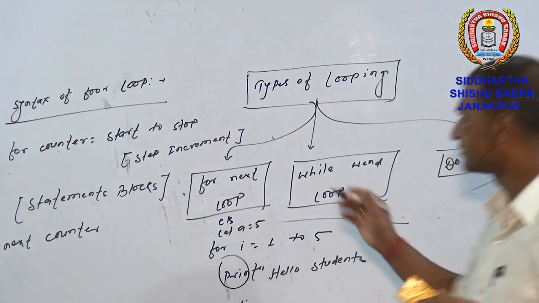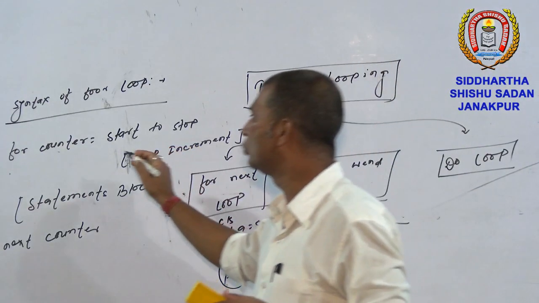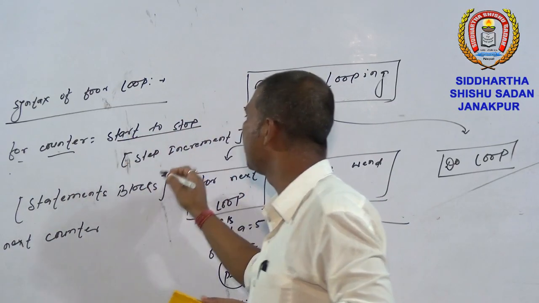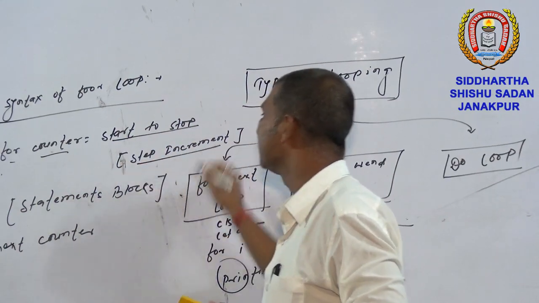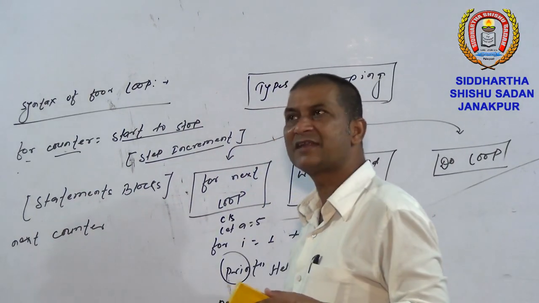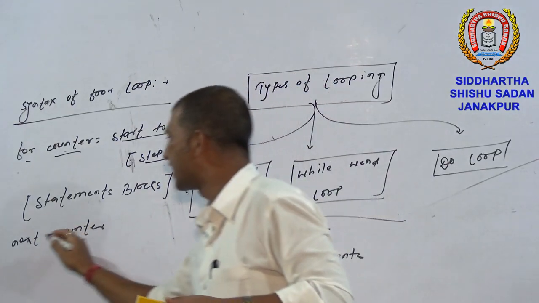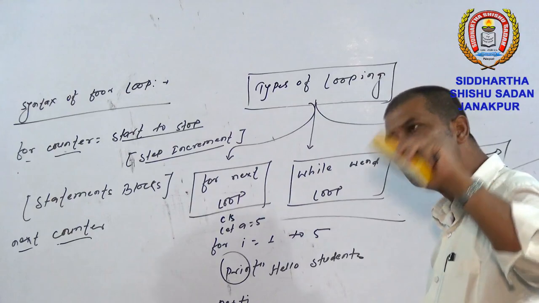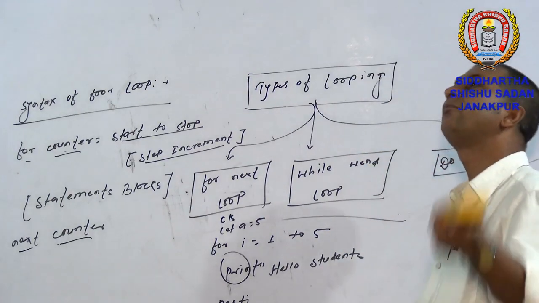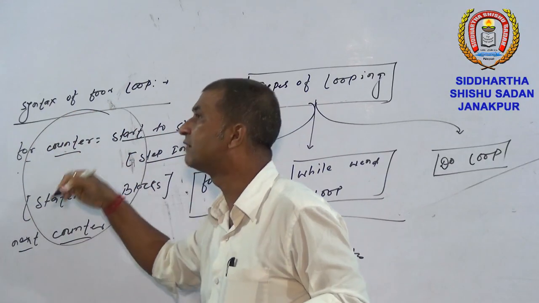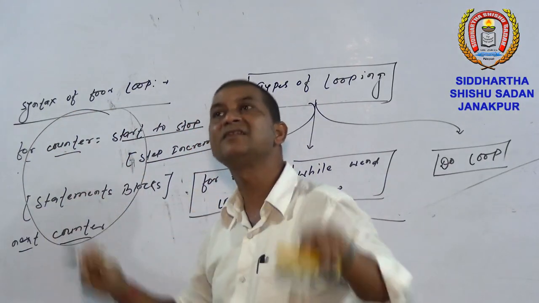So let us see the syntax of for next loop. For counter equal to start to stop, and after that step increment. At the bottom, statement blocks are there, and after that next counter. Means, when you are going to use the for next loop, on the basis of that syntax, you have to write the for next statement while you are writing the program.